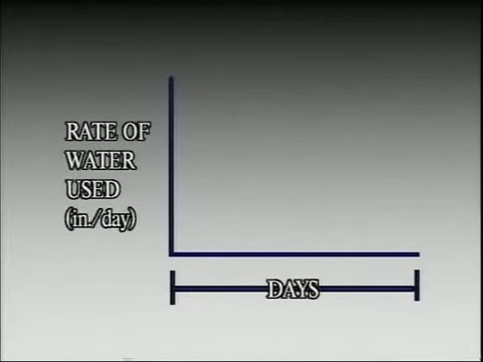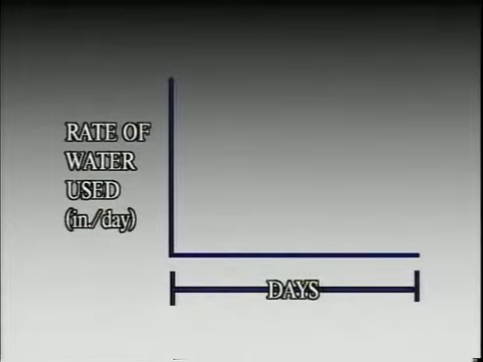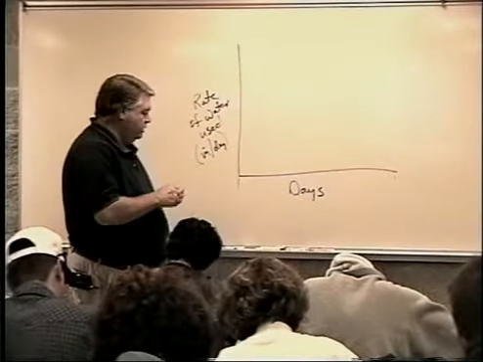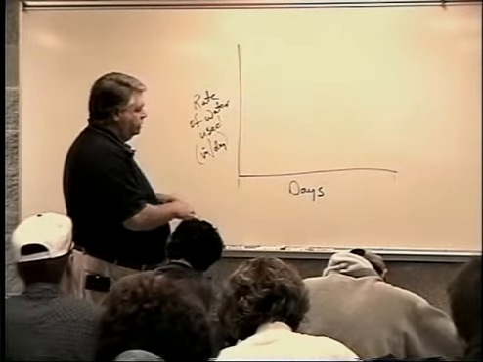And then this would be the rate of water used, and this would be inches per day, which would be a typical rate here, and this would be days on this cycle. Most crops are going to look like this.